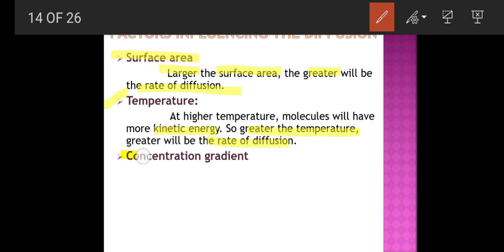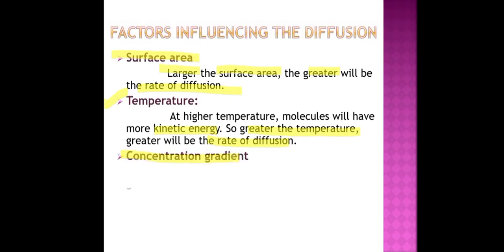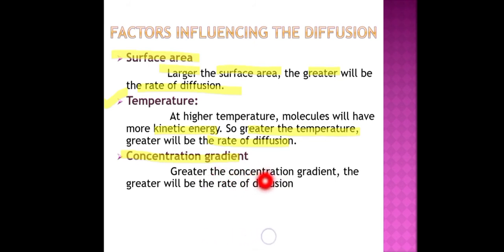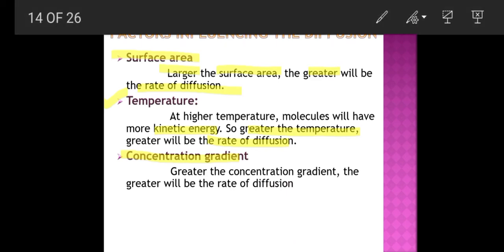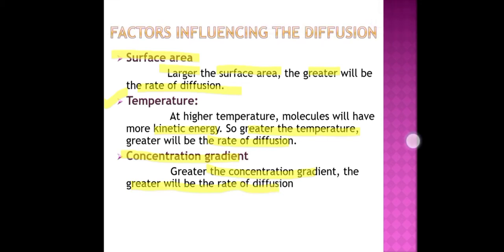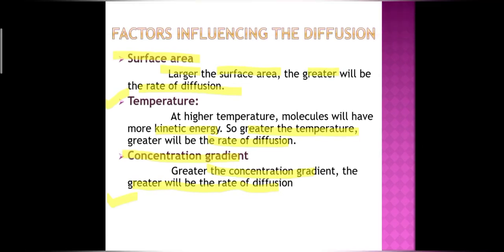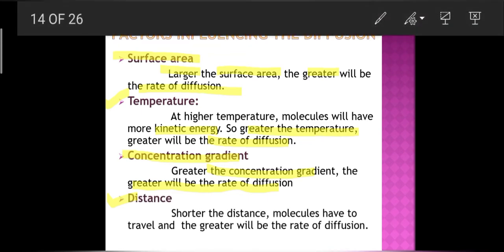How does concentration gradient influence the rate of diffusion? The greater the concentration gradient, the greater will be the rate of diffusion. It means that if the concentration gradient is greater, then the rate of diffusion will become greater. The fourth factor is distance. If the distance is shorter, then molecules have to travel a short distance and the rate of diffusion will be greater. So if the distance is shorter, the rate of diffusion will be greater.